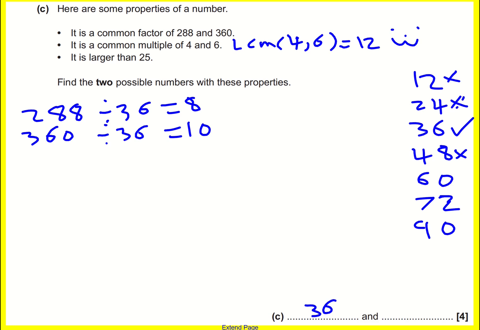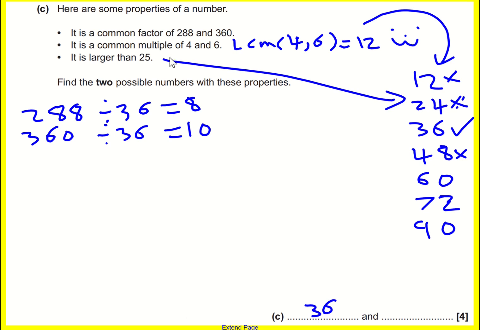I don't know how much working would be expected here, to be honest. But at least I think I've given sufficient. Like I've kind of shown where this has come from. I've kind of shown that I've crossed out some less than 25, and then I'm just going to show my working for the ones that do work.